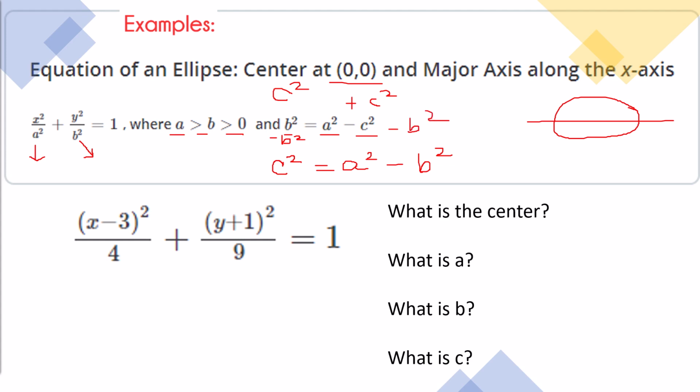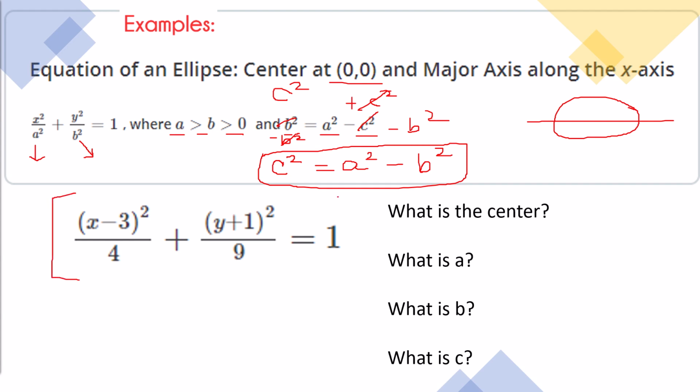So this is the same formula. We've just moved the c squared to the left and the b squared to the right, and we get c squared equals a squared minus b squared. So if you need to put it in this form, you have the same equation.